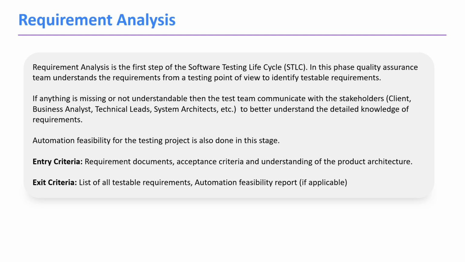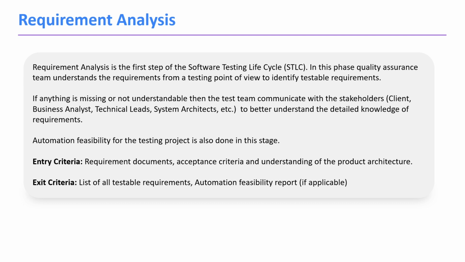If anything is missing in the requirement, or is not understandable, or there is any doubt, or any unclear or incomplete requirement, then the test team will communicate with stakeholders like the client, business analyst, technical leads or system architect, etc. for better understanding and detailed knowledge of the requirements. Whatever doubts or incomplete requirements there are must be cleared in this phase itself. And in this phase, automation feasibility for the testing project is also done.